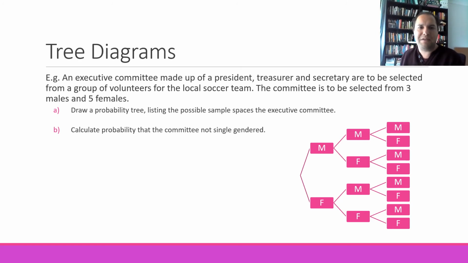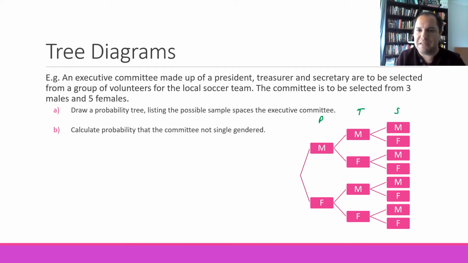All right, so let's do an example here. We've got an executive committee that's made up of a president, a treasurer, and a secretary to be selected from a group of volunteers for a local soccer team. The committee is to be selected from 3 males and 5 females. Draw the probability tree listing the possible sample spaces for the executive committee. So let's say this first pick is for our president, the second selection is for our treasurer, and then the third selection is for our secretary.